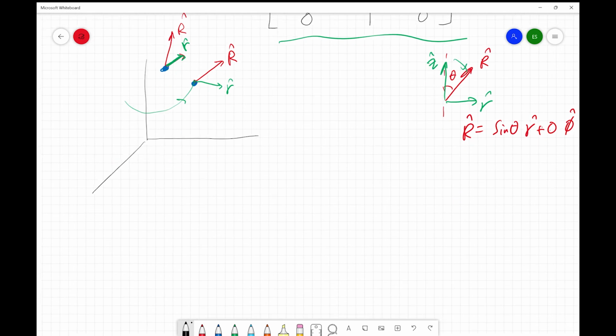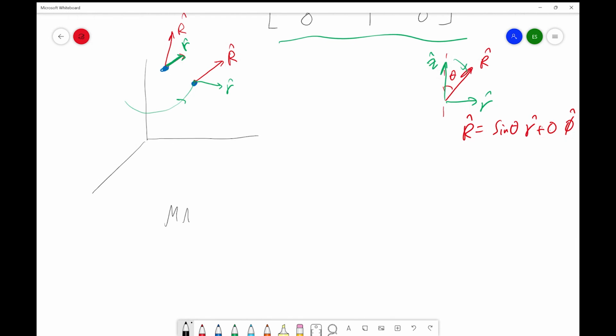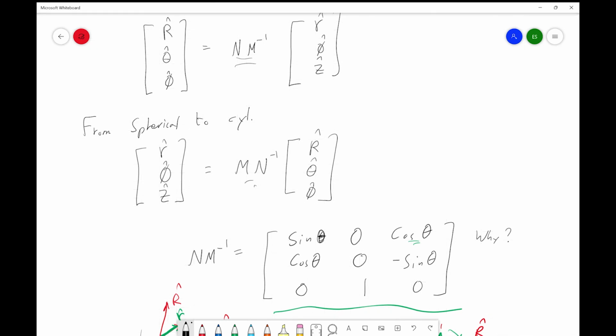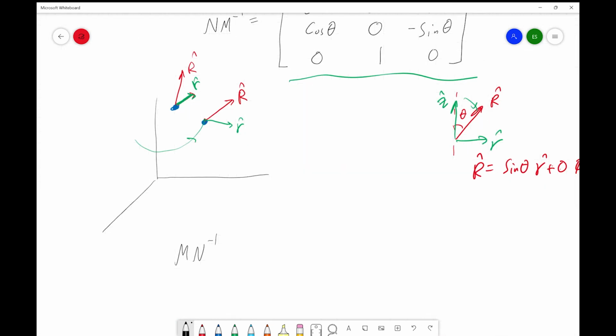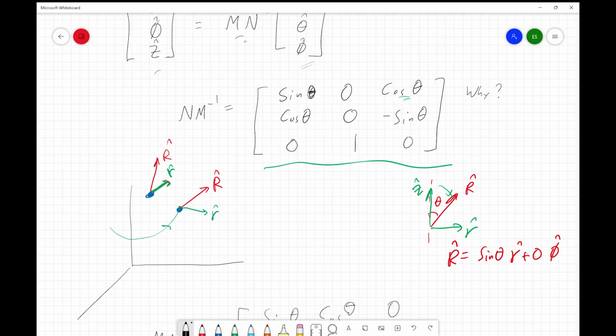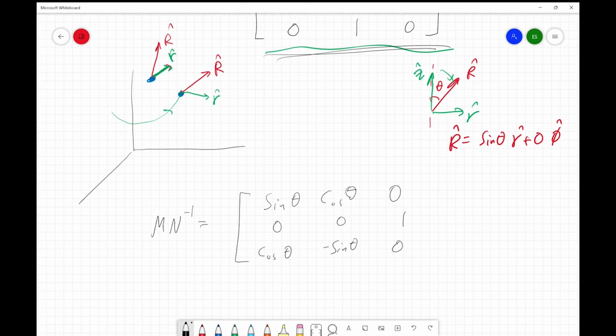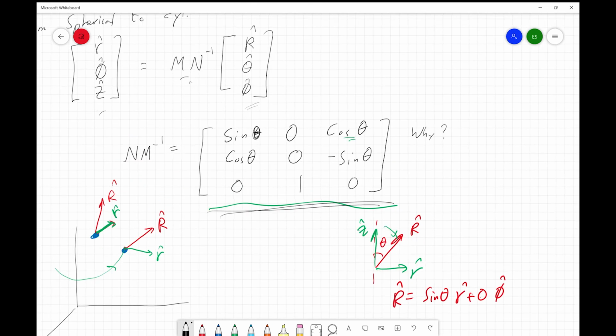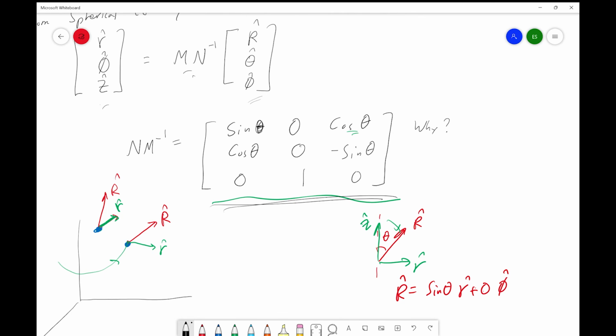Now we can find the other matrix, which is n inverse, which gives me the opposite transformation from spherical to cylindrical. I start with spherical bases and I end up with cylindrical bases. And if I do this matrix multiplication, I end up with sine theta cosine phi 0, 0, 0, 1, cosine theta minus sine phi 0. Is this the transpose of this? Yes, it is the transpose of this. The property that the inverse is the transpose still applies.